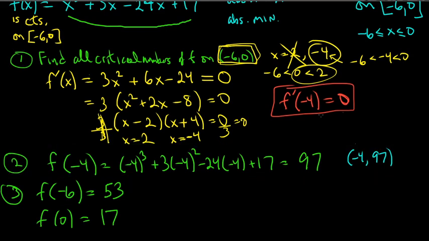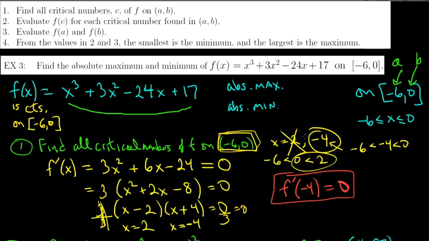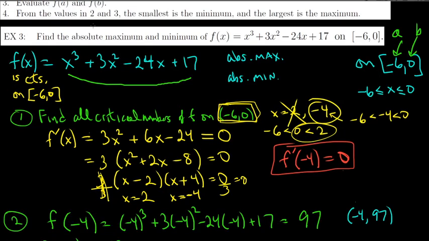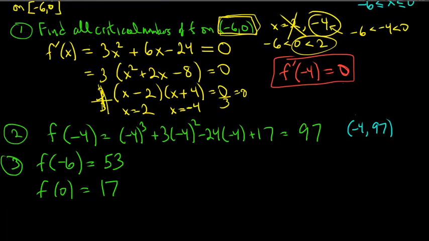Okay, but here we did get one critical number, the negative 4, between a and b, and we plugged that in and we got the 97. So we're almost done. In step 4, all we have to do is look at these three numbers that we got in step 2 and 3. We got 97, 53, and 17.